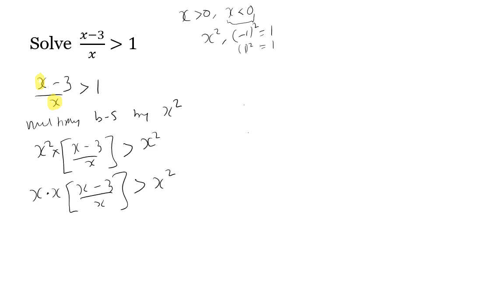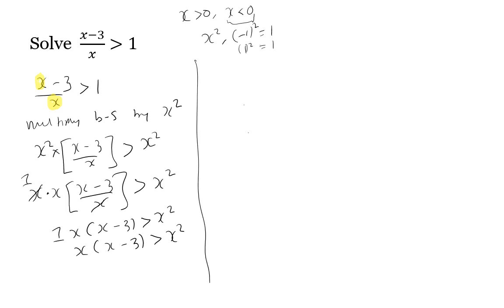This x goes into this x just once. So I'll just have 1x times (x - 3) is greater than x squared. And 1 times x is just x, so x(x - 3) is greater than x squared. Now the next step is we expand this bracket. I multiply x times x, which gives x squared, then x times minus 3 gives us minus 3x, so x squared minus 3x is greater than x squared.